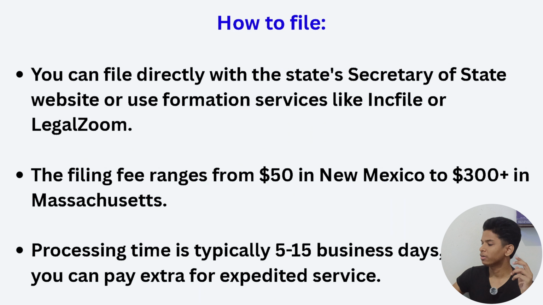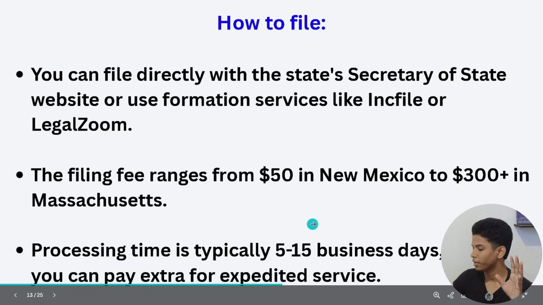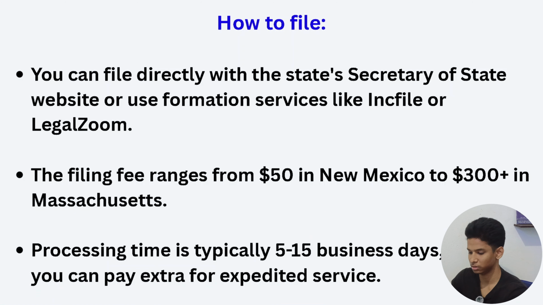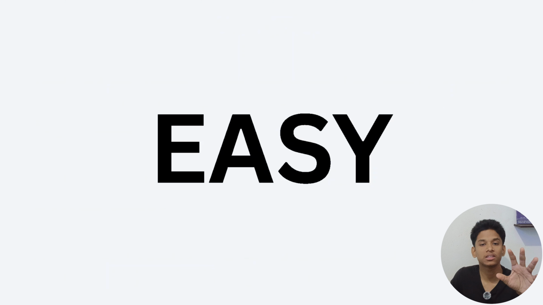So how to file? You can file directly with the state Secretary of State website, or use formation services like LegalZoom. Fees range from $50 in New Mexico to $300 in other states. Processing time is typically 5 to 15 business days, though you can pay extra for expedited services. And you can do it all easily. You can do everything in an easy process.